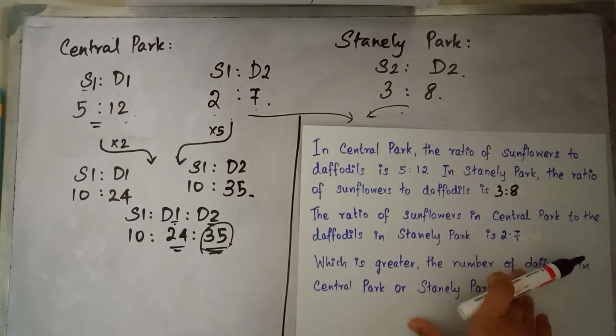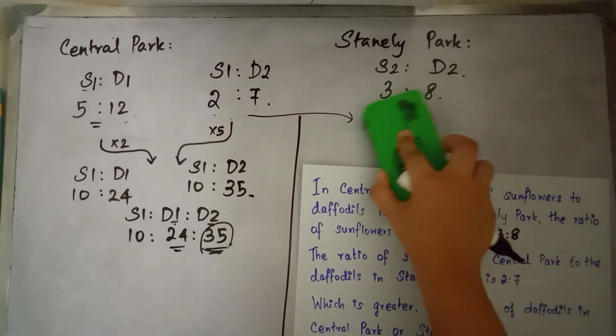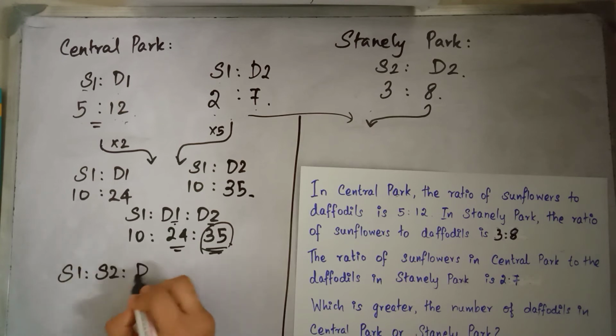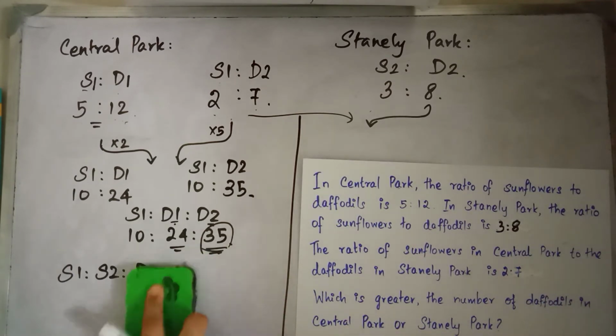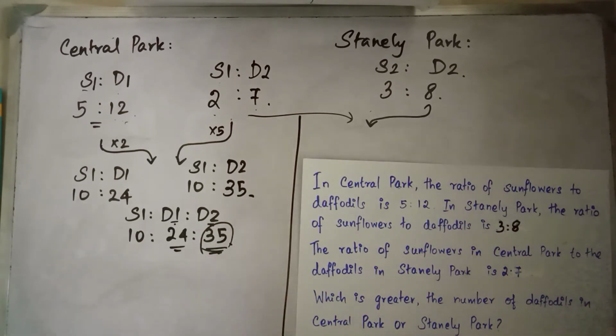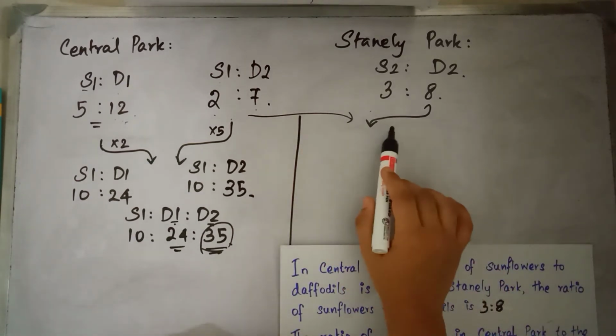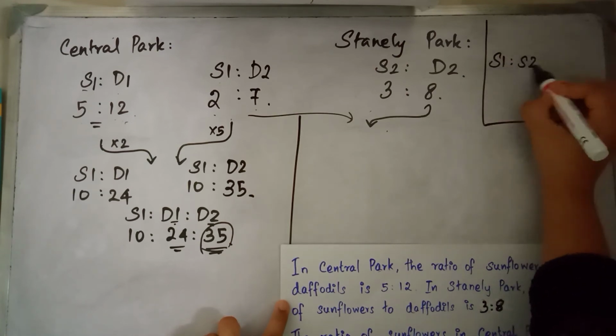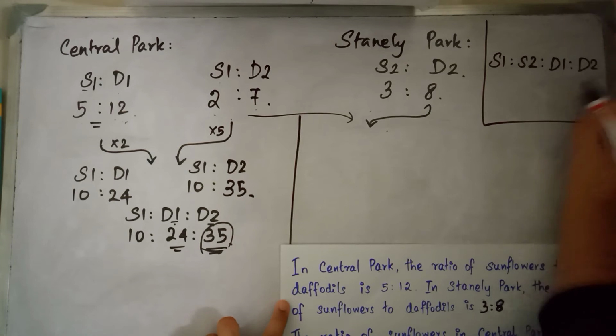Now what if the question asks, since it ended so easily, what if the question asks the total proportion, the total ratio of S1 is to S2 is to D1 is to D2? What do we do then? I'm improvising the question. Since we have found out the answer so easily, let's go a step further and find out the combined ratio of all the 4 different flowers. Okay, so let's look at the common factor here. What we want to find out is this: S1 is to S2 is to D1 is to D2. This is what we want to find out now.